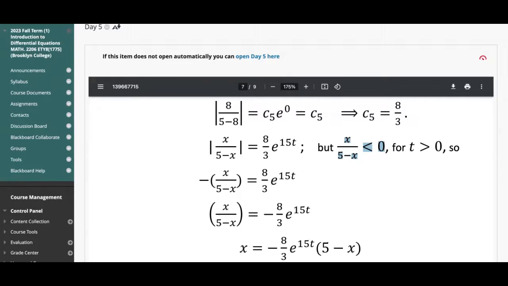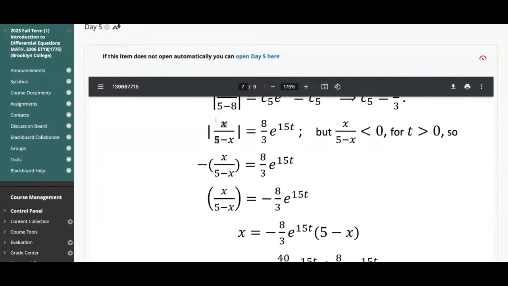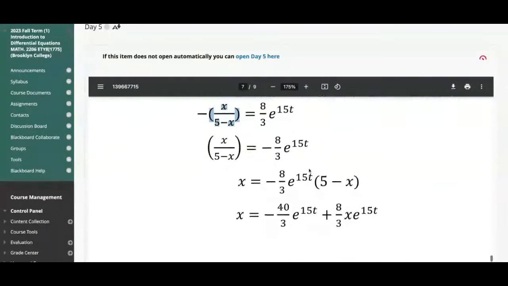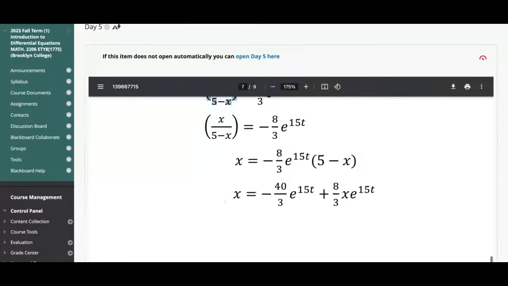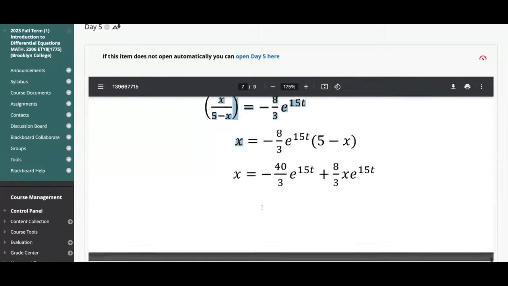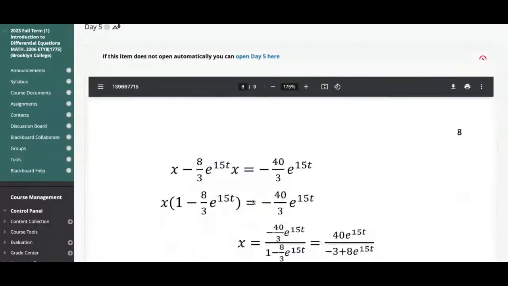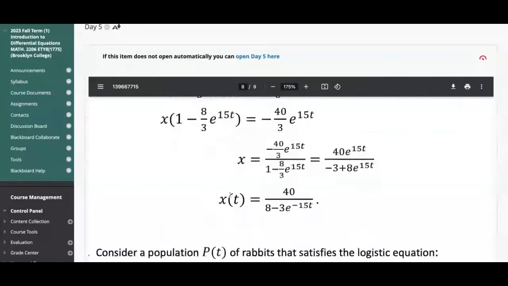That's why this is always less than 0. It is true, always less than 0. So the absolute value of it has to be negative, negative, right? Negative and negative become positive. So we get this. Then we try to solve for x. In the end, we get x equals 40 divided by a minus 3e to the negative 15t. All right, so that's our solution.